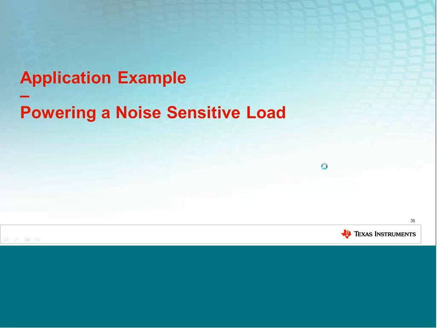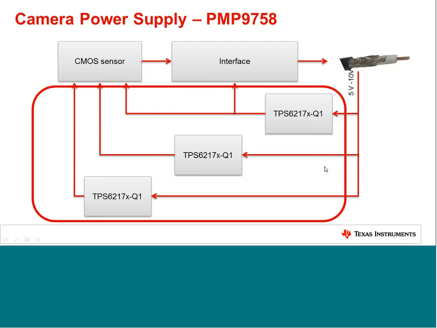And now I'm showing an application example about how to power a noise-sensitive load. The application example is a CMOS camera, which can be used in a car, for example, for ADAS applications. And this camera needs 3 rails, one for the analog and digital core and the I/O, so the logic in the camera.